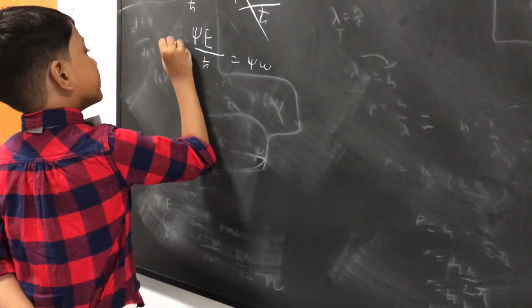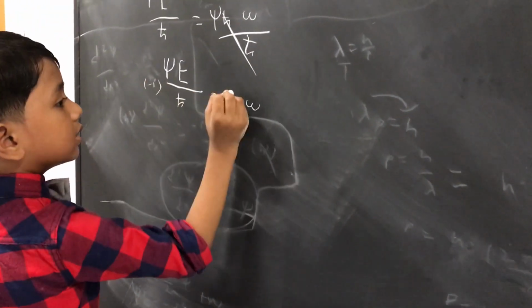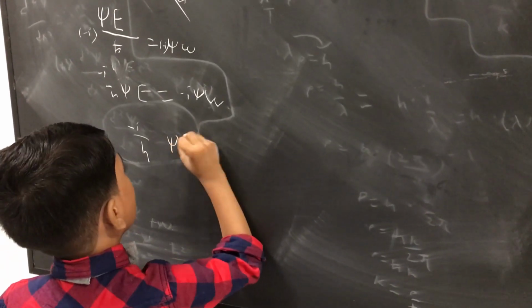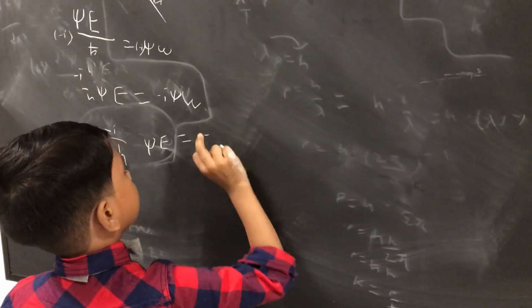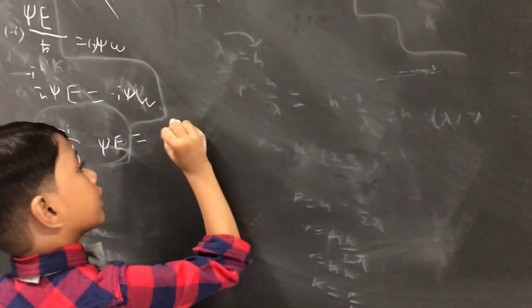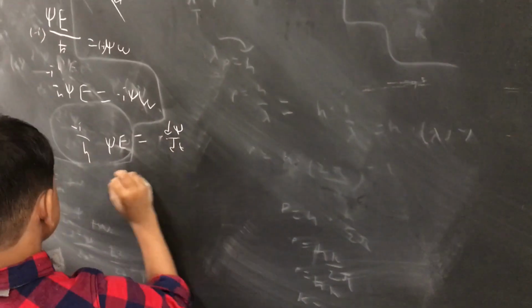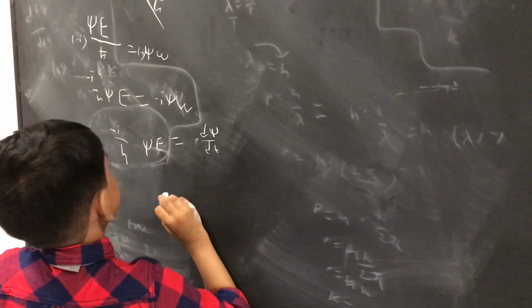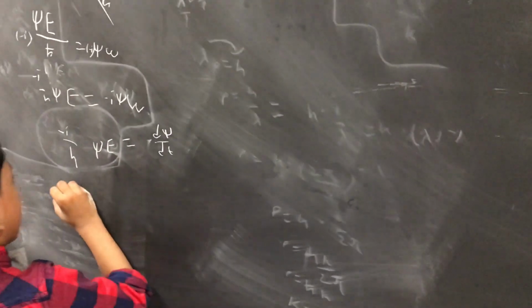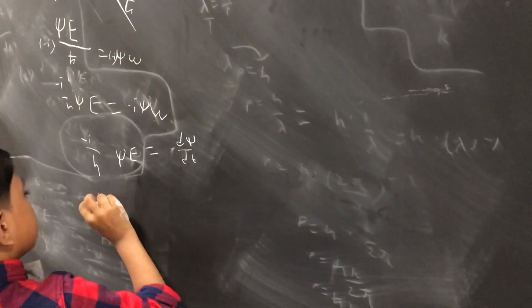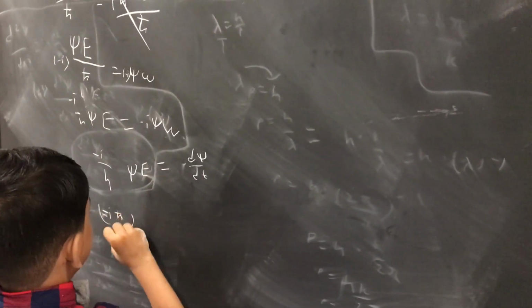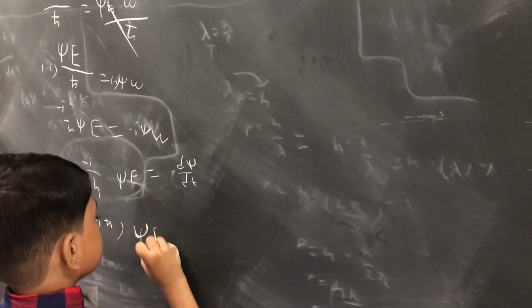Now let's put negative i on both sides to t. So that is d psi over dt. So now let's multiply both sides by negative i.